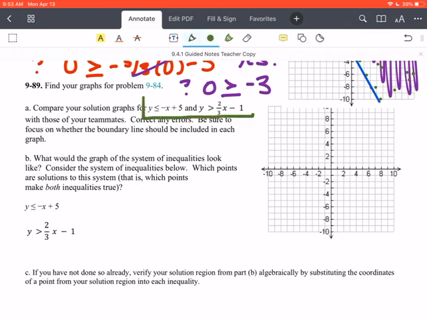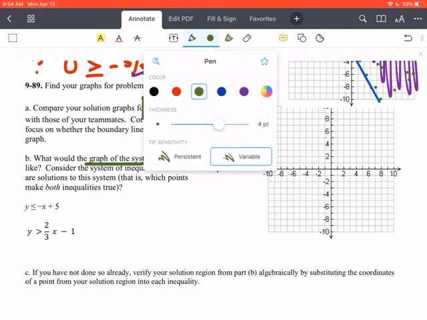Here are the two inequalities that we are focusing on: y is less than or equal to negative x plus 5, and y is greater than 2/3 x minus 1. We want to think about what each would look like individually, and then eventually, what the graph of the system of inequalities is going to look like. Let's go ahead and start.